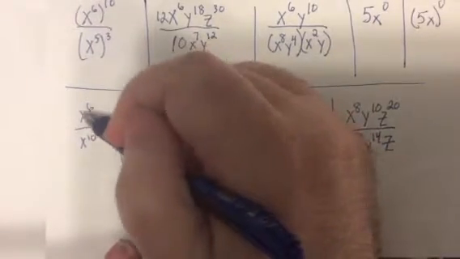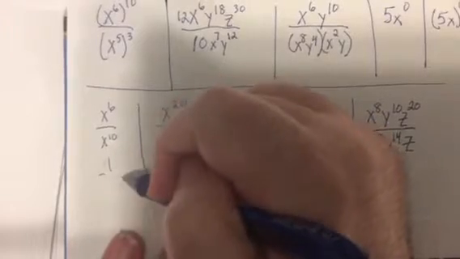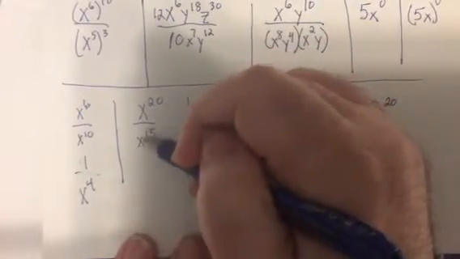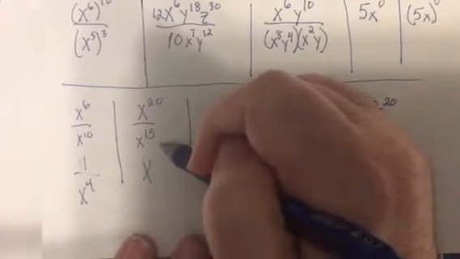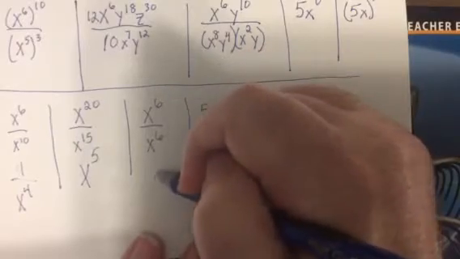So let's start there. 6 of these cancel with 6 of these, so it'd be 1 over x to the 4th. 15 of these cancel with 15 of these, so 5 left over. All of it cancels. So just uno.